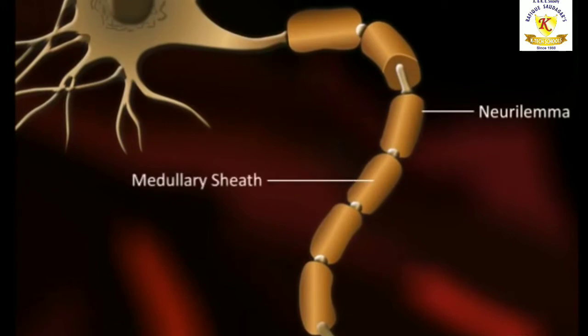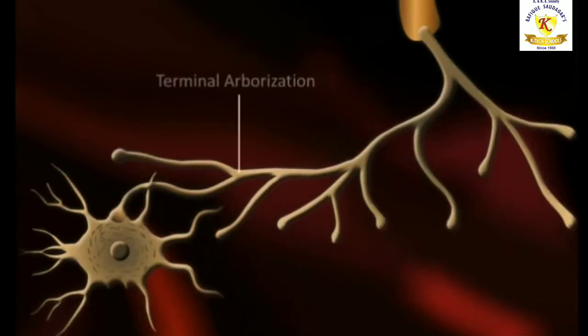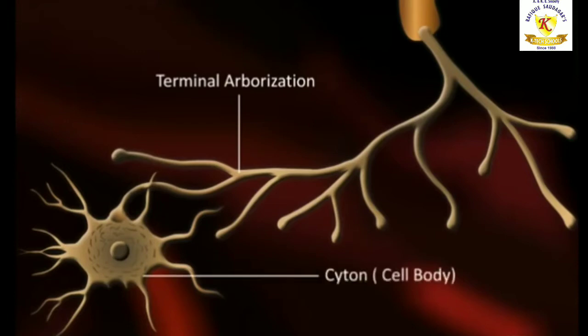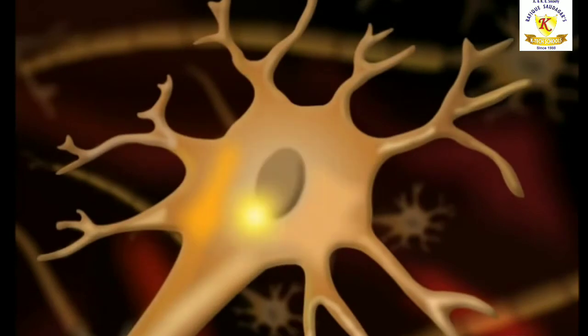The axon is covered by medullary sheath and possesses node of Ranvier. It may form a number of terminal arborizations. Let us understand how the nerve impulses travel in the body.